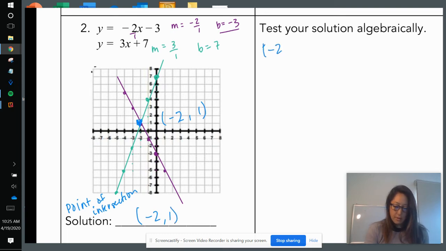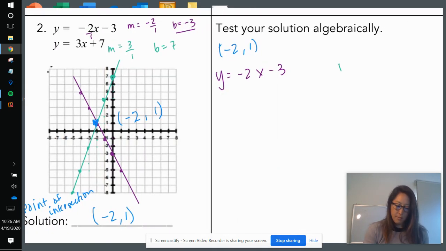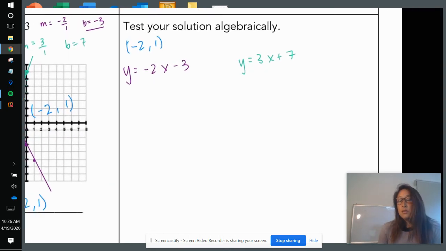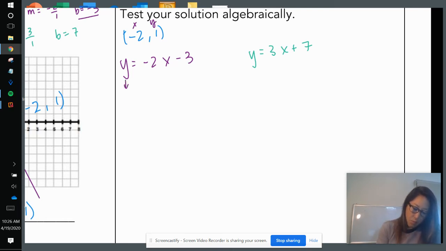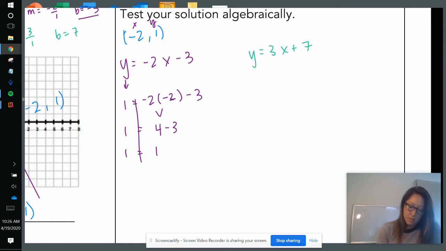So I'm going to test -2, 1 into the purple equation, the top equation first, y = -2x - 3, and then into the green, y = 3x + 7. We want to make sure that it's the ordered pair that makes both equations true at the same time. So my x is -2, my y is 1. I'm going to plug in 1 is equal to -2 times -2 minus 3. Multiply first, so 4 minus 3 is equal to 1. So 1 is equal to 1.